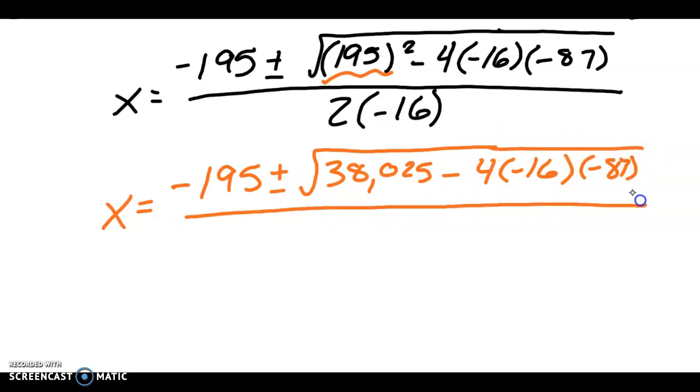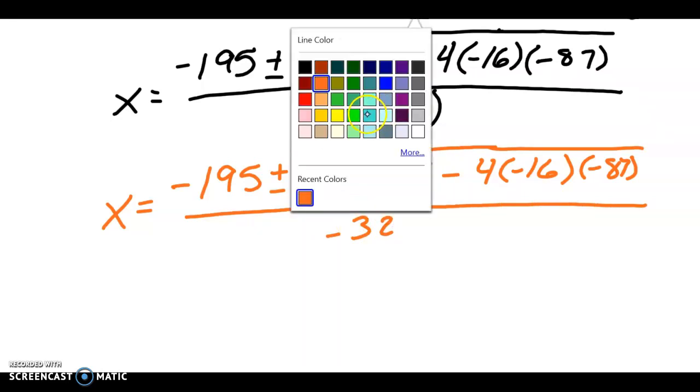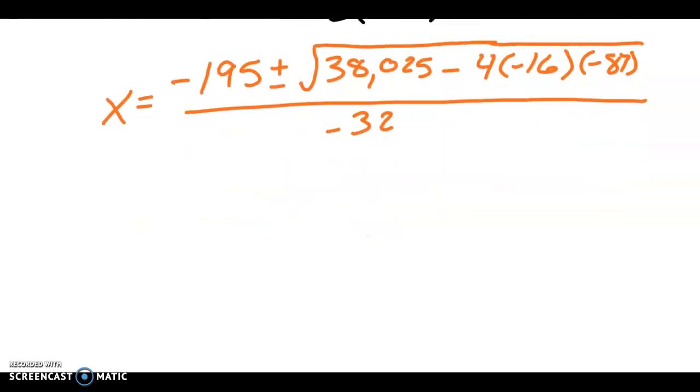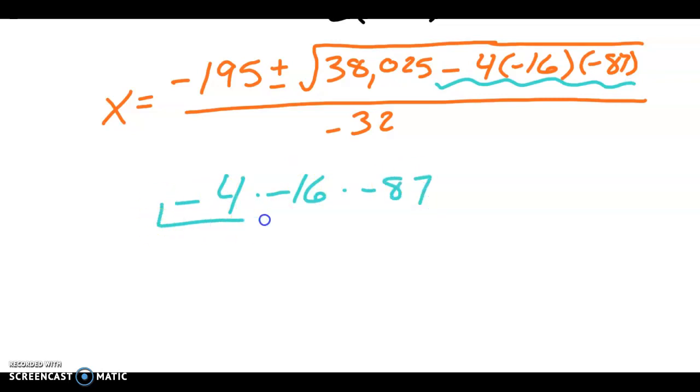All over 2 times negative 16, which is negative 32. Okay, so now, one step at a time. Now we're talking about that negative 4 times negative 16 times negative 87. Well, negative 4 times negative 16 is going to be a positive 64. And then 64 times a negative 87, again, we're going to need a calculator there. So 64 times a negative 87 is going to give me negative 5,568.